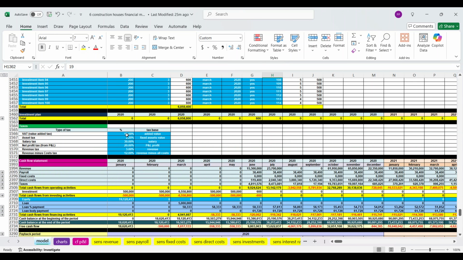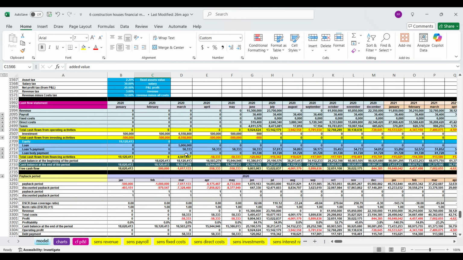Then we're moving to the taxes. So we have several types of taxes. We can specify the percentage rates here. This is the type of the tax base for each tax. And then we're moving to the cash flow statement.